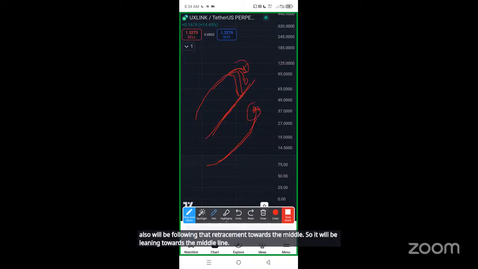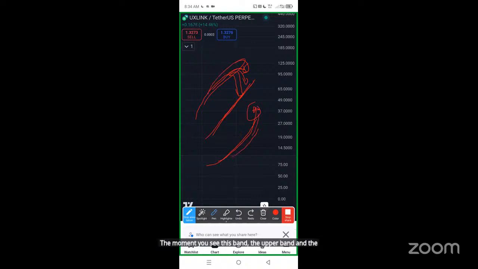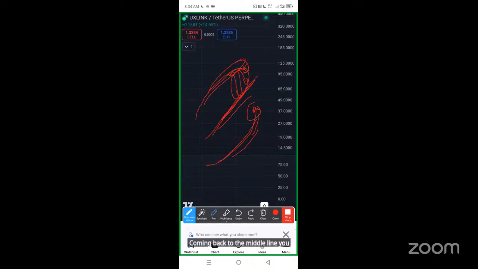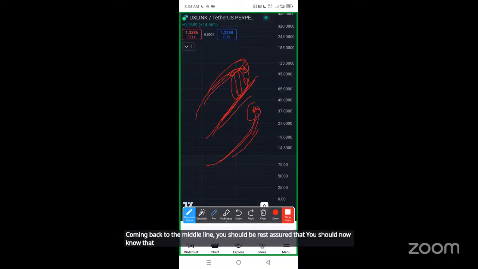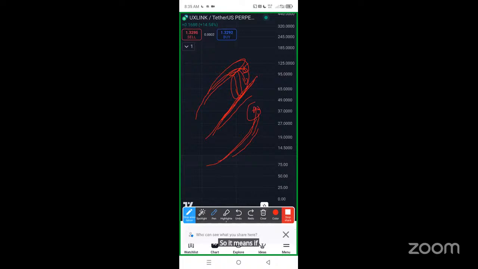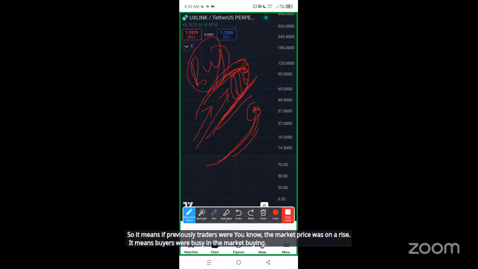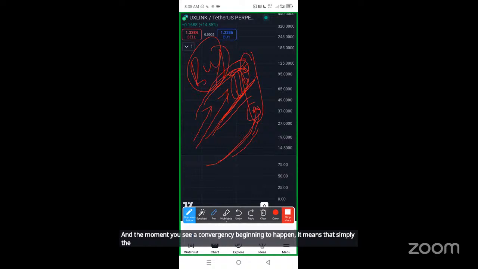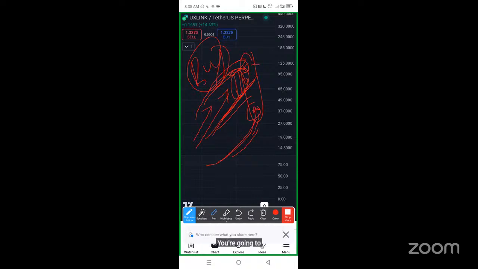The moment you see the upper band and the lower band leaning towards the middle line, in other terms the market price coming back to the middle line, you should know that the trend you were previously monitoring is coming to an end because there's a loss of momentum. The volatility is reducing. If the market price was on a rise, it means buyers were busy in the market buying. And the moment you see a convergence beginning to happen, it means the buyers who accumulated enough position are ready to begin taking profit, or they have started taking profit. And because of the profit-taking, you're going to see the market price drop.